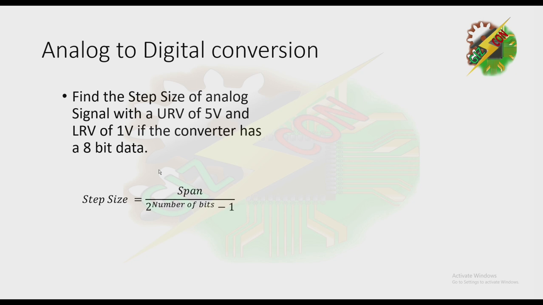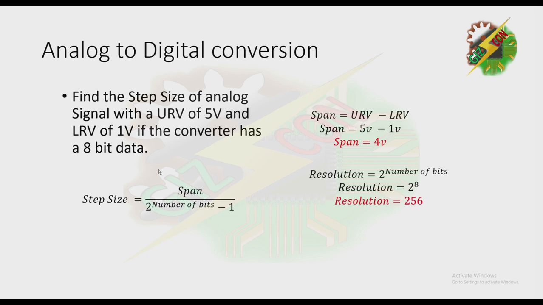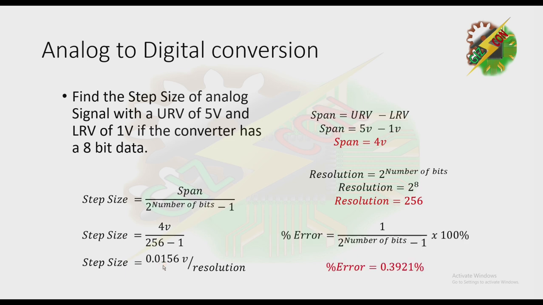First, we need to find the span, then the resolution, then this will be the step size, 0.0156 volts per resolution. We have 0.3921% error.